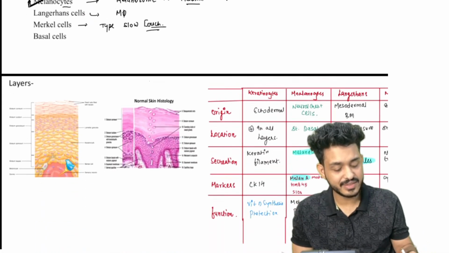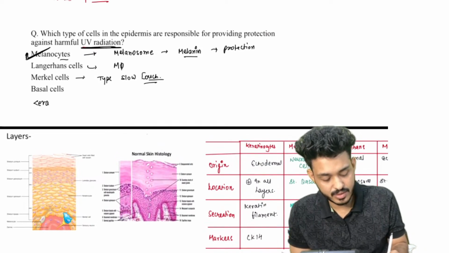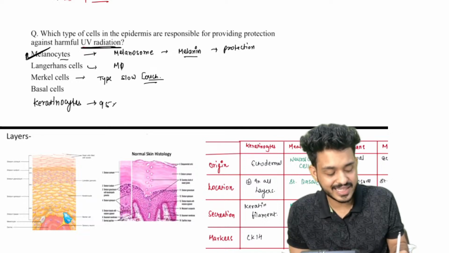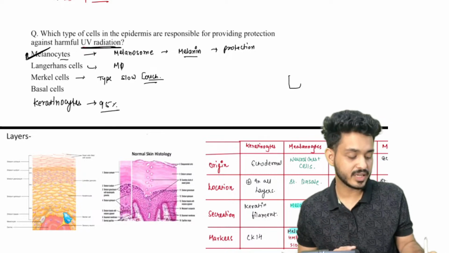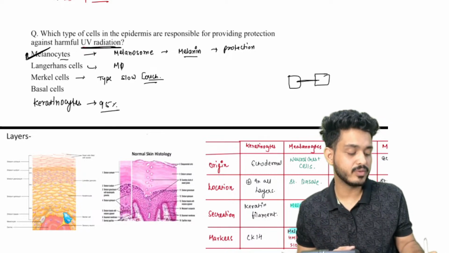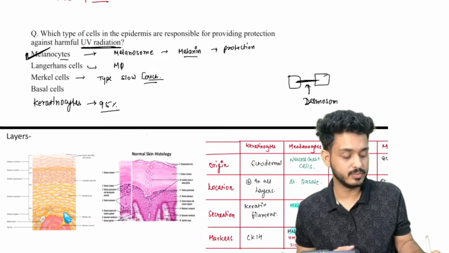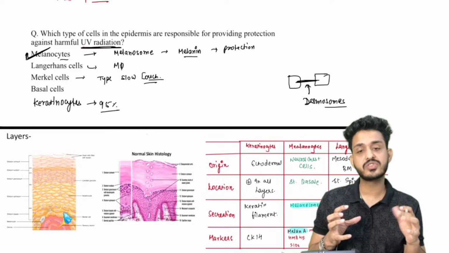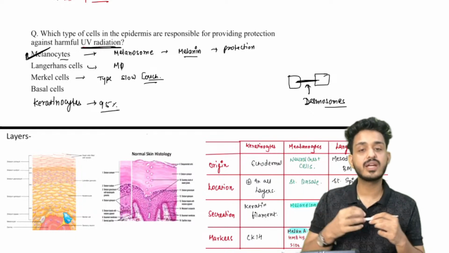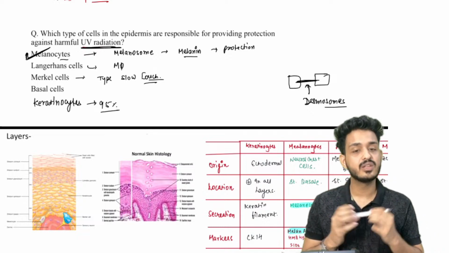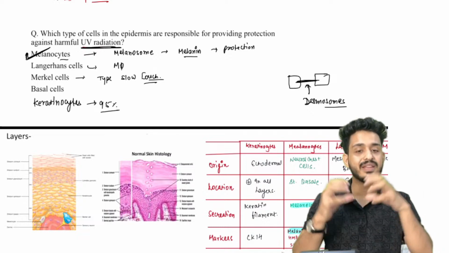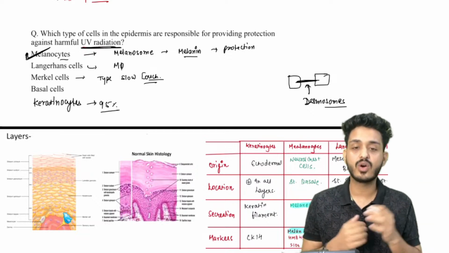Okay, lastly we are having one more cell that is present in your skin, that is keratinocytes. How many keratinocytes? Approximately 95% of the cells will be keratinocytes. And remember, two keratinocytes are bound together with the help of desmosomes. Suppose this is a keratinocyte, this is another keratinocyte. They are bound together with the help of desmosomes. Whenever this desmosome is gone, they will be separated, and these cells are known as acanthocytes.